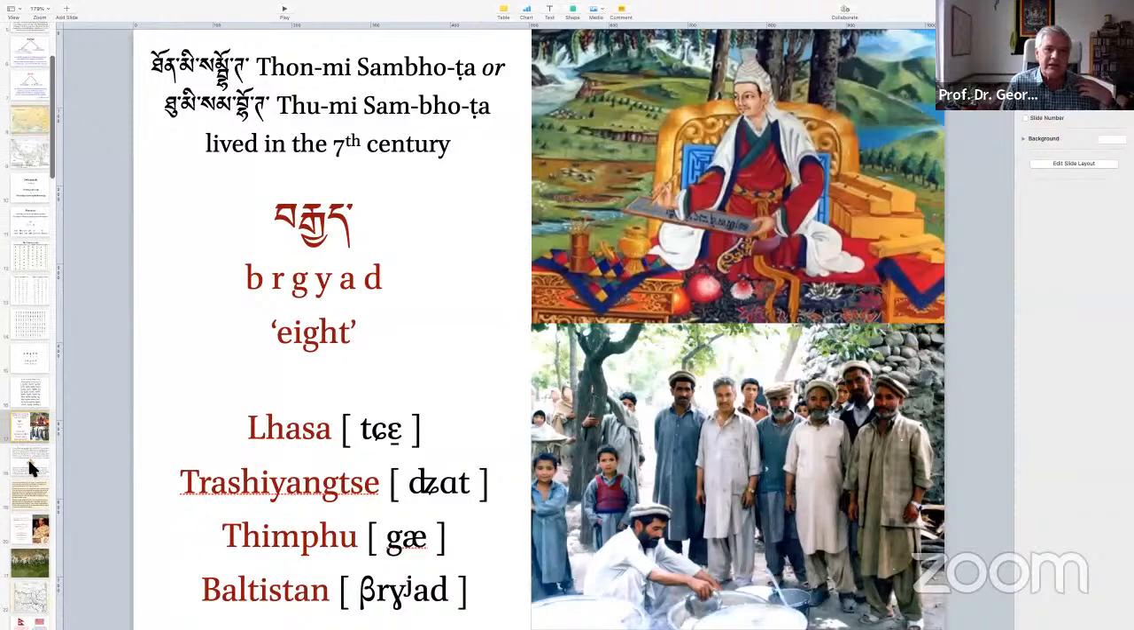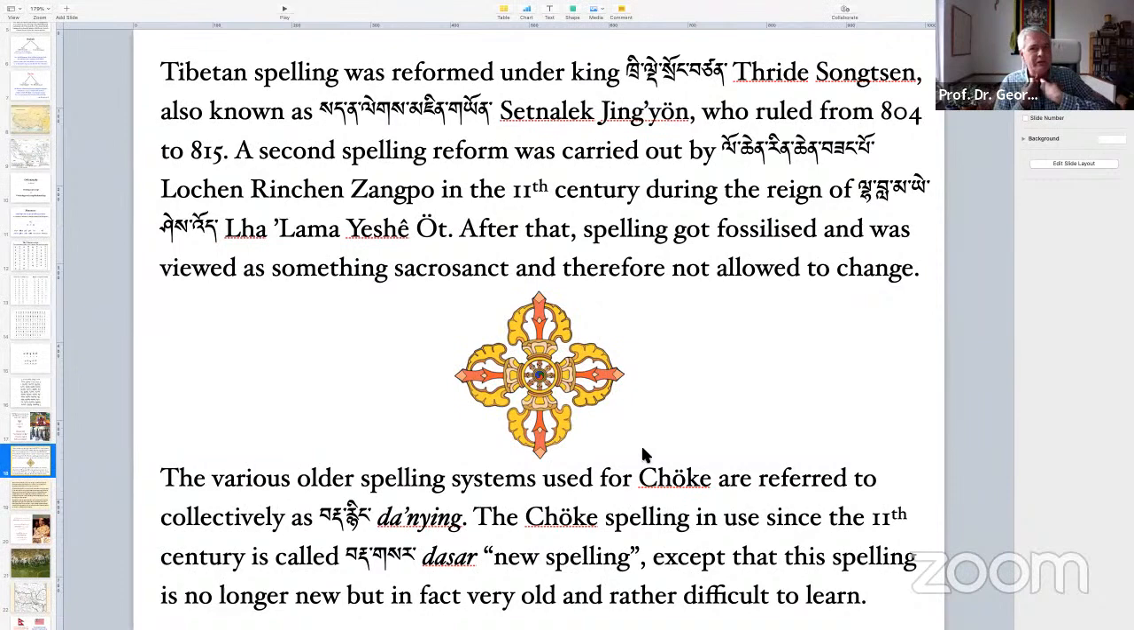But the spelling has been changed and reformed. There was a spelling reform in the 9th century, and then there was another spelling reform in the 12th century. So the spelling has been changed, but it is still very old. The older spellings that you encounter in very old documents are called Danyig, which is simply the old spelling, and then Dasar is the new spelling. Of course, everything is relative, so the only thing about the new spelling that you have to know is that it is not very new, since it essentially dates from the 11th century, so much of the writing is fossilized. But of course, what people were writing predominantly are liturgical texts in classical Tibetan.